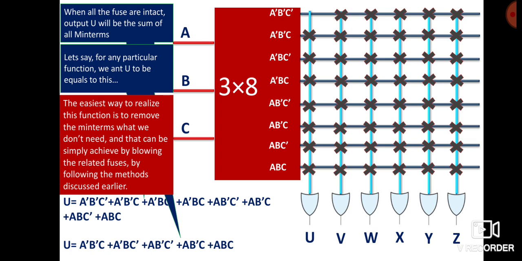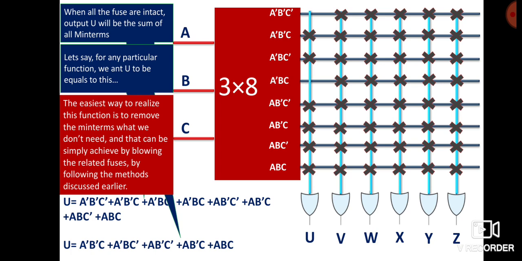Similarly, do we need A bar, B bar, C? Yes, we need that, so we won't blow that fuse. What next? Do we need A bar, B, C bar? Yes, we need that. That is why I won't blow that also. Now what next? A bar, B, C. That A bar, B, C is not available here, so I will blow that fuse also.